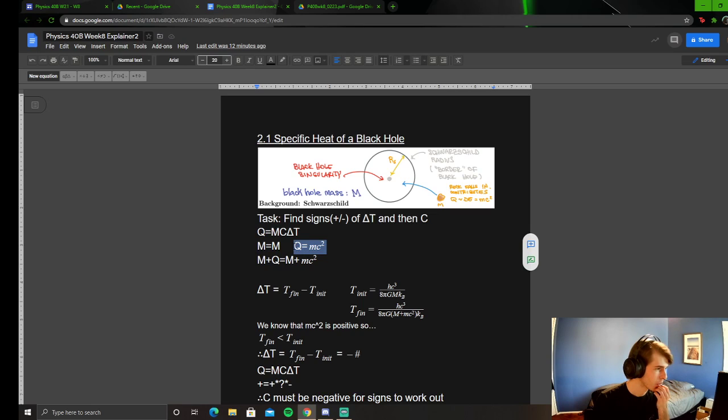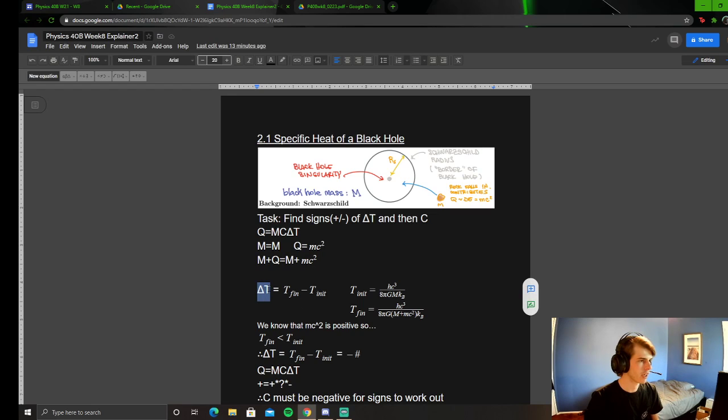But then we'll add this equation to it, Q equals mc squared, which we derive from Einstein's equation, E equals mc squared. But we're just saying Q here because we're specifically talking about heat, so all the energy is going into heat instead of whatever else it could be. So here we've added those two equations together. Okay, cool. We'll use that later.